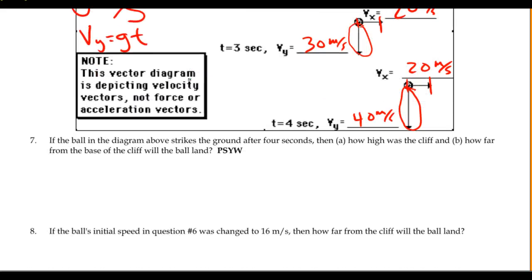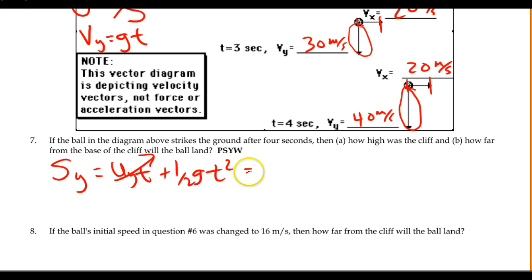Okay, if it hits the ground 4 seconds later, if each of those dots is 1 second apart, the first question is, how high is the cliff? Now, height would be a vertical question, so we'd be looking at what is the change in the y direction. Again, that's going to be based off of u_y t plus 1/2 g, that's the acceleration in the vertical, t squared. There is no velocity in the y direction, so again, it's 1/2 g t squared.